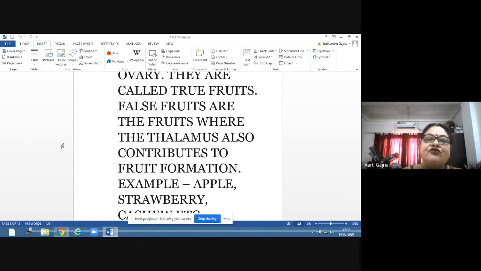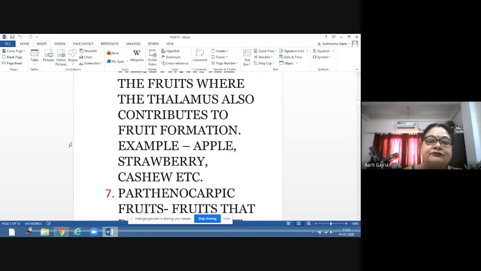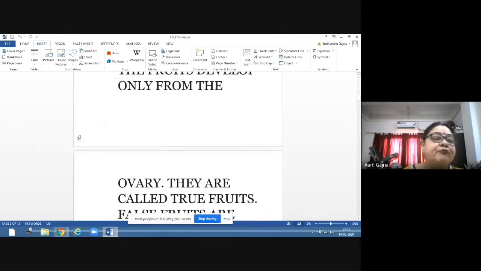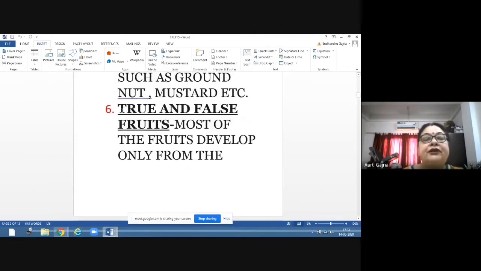Here the thalamus also contributes in the formation of fruit. Examples are apple, strawberry, cashew. These are the examples of false fruits. So this is a very important 2-mark question: difference between true and false fruits.